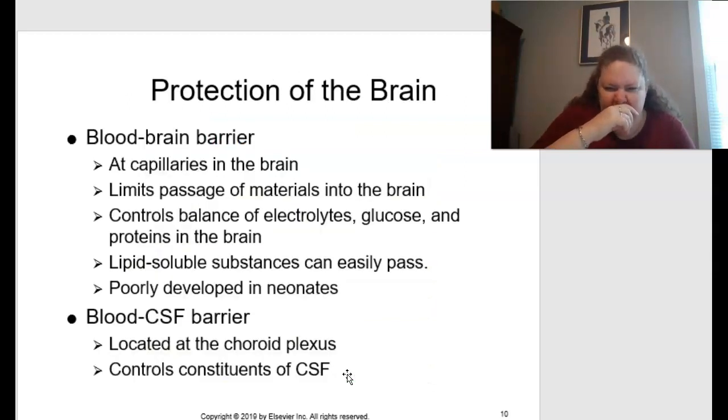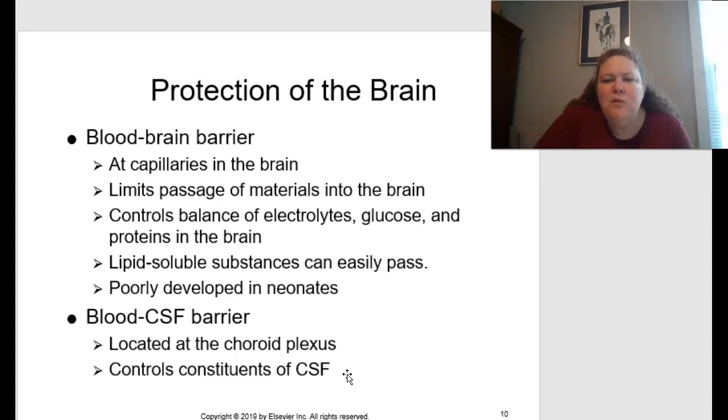Sorry. So, another form of protection that we have is the blood-brain barrier. This occurs at the level of the capillaries in the brain. This is important because it limits the passage of materials into the brain, and it controls the balance of electrolytes, glucose, and proteins in the brain. Fat soluble, those lipid soluble substances can easily pass through. And this is poorly developed in babies.